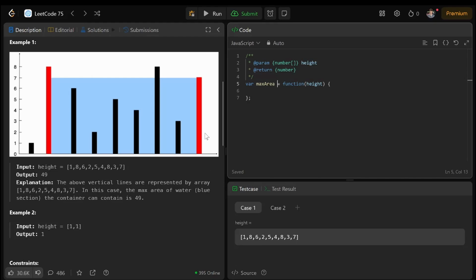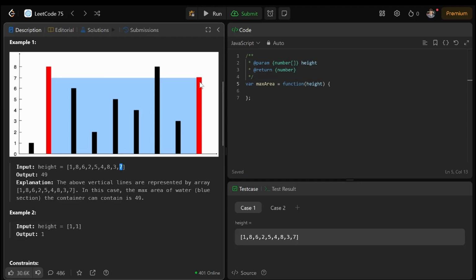So you're going to pick two numbers in this array. The correct answer here is 8 and 7. And so between this red line and this red line, you can create an area determined by the width and height. And so just by looking at this square, you can see some things.